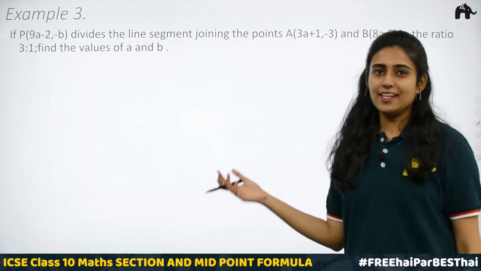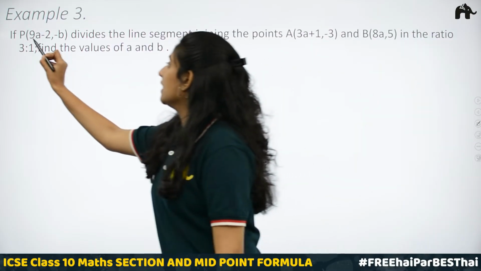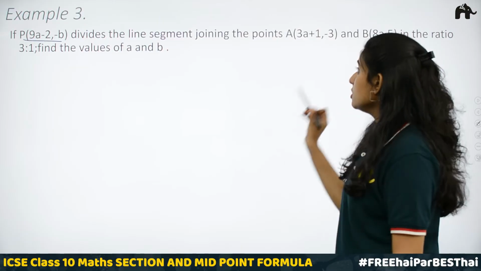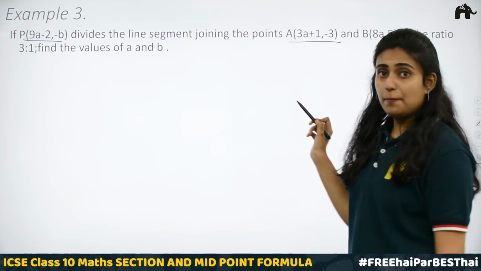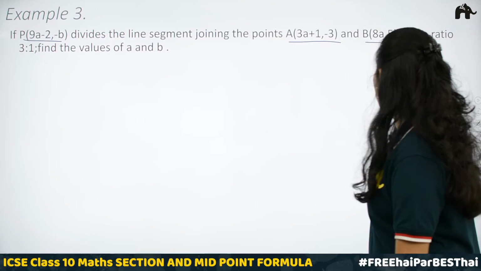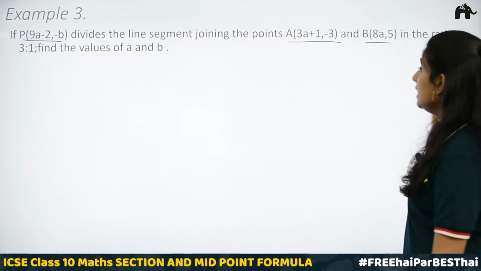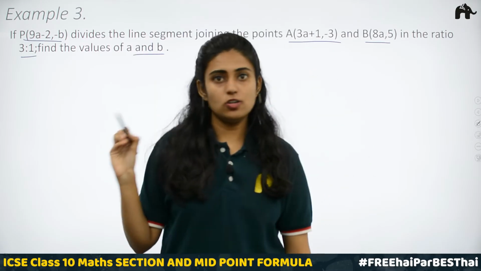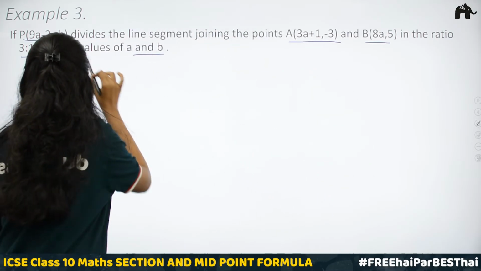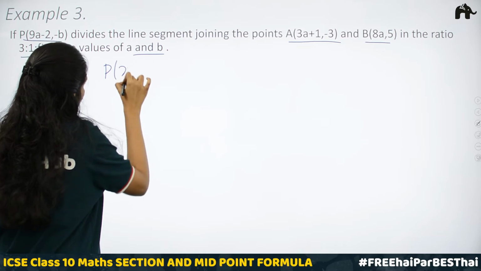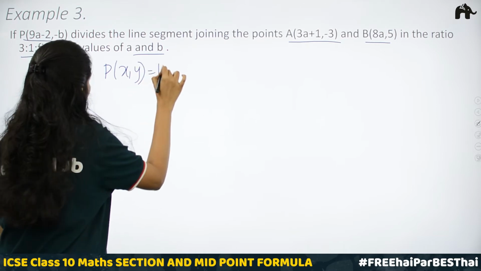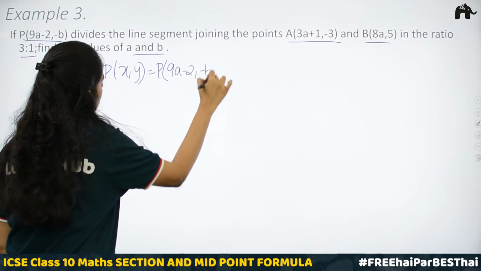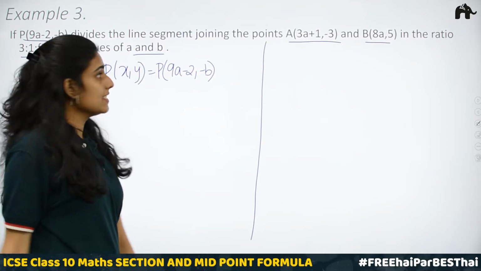Clear? Next, example 3. If P(9a minus 2, minus b) divides a line segment joining the points A(3a plus 1, minus 3) and B(8a, 5) in the ratio 3:1, find the values of a and b. What are the known quantities here? We have the point P. P(x, y) is equal to P(9a minus 2, minus b).